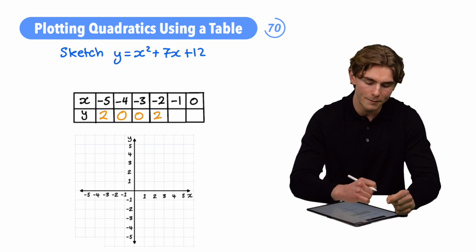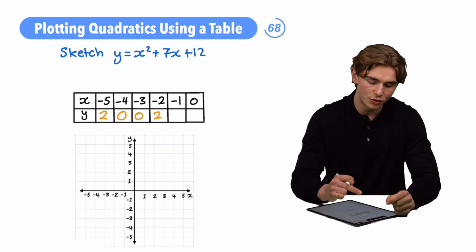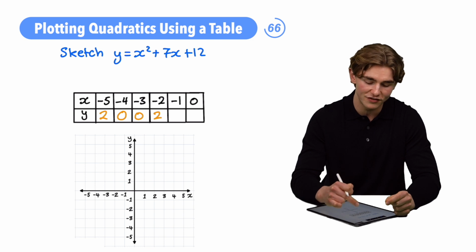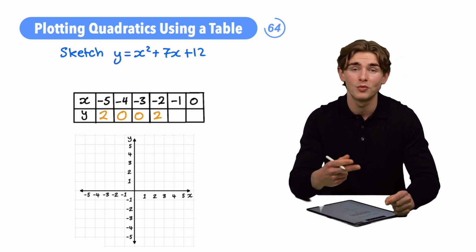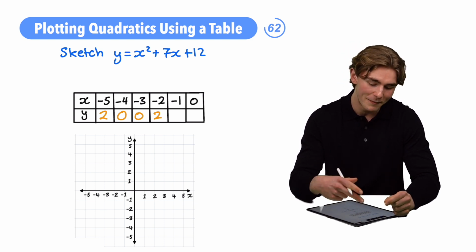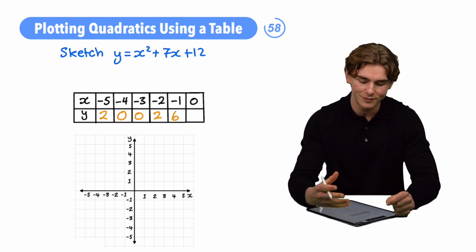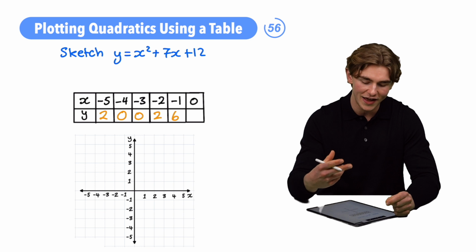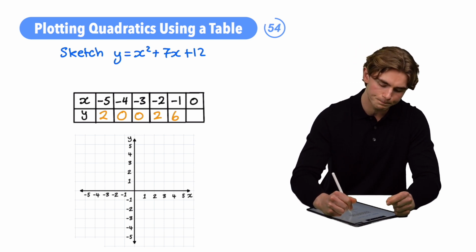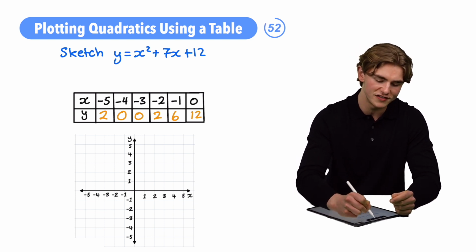What about substituting in minus 1? That is going to give us y is equal to minus 1 squared. That's going to be 1 plus 7 times by minus 1. That's going to be minus 7. 1 minus 7, that's going to be minus 6. Minus 6 plus 12, that, guys, is going to give us positive 6, so we can write that in. Finally, substituting in 0, x equals 0, that is going to give us 12. So now we have a bunch of coordinates that we can plot.